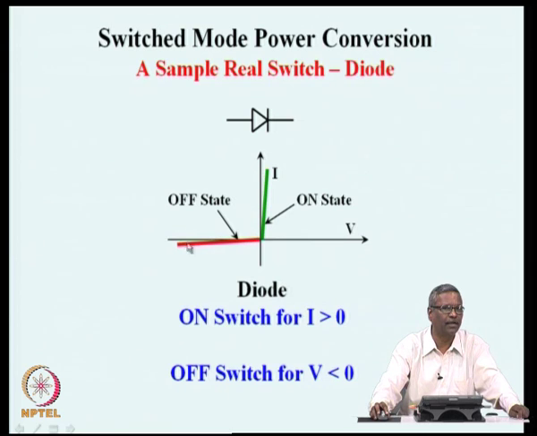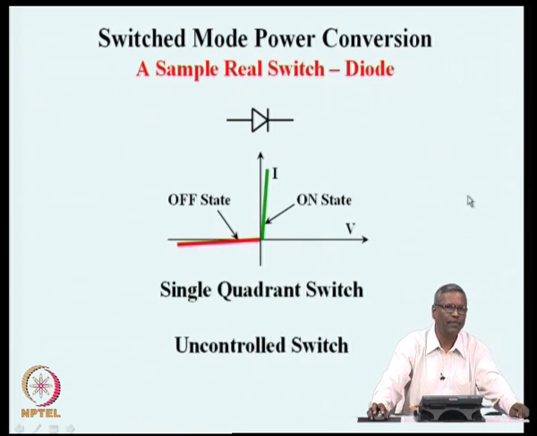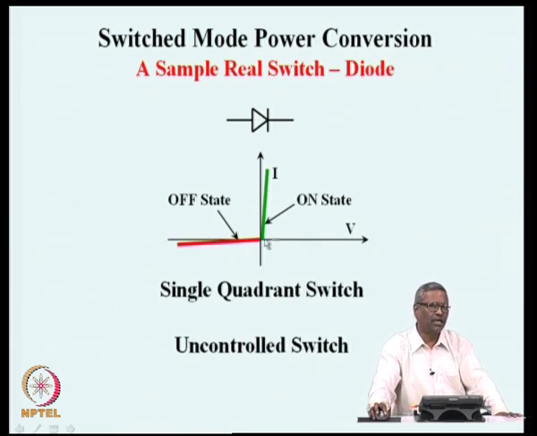What you see here as a red line is the blocking state, very small leakage current for very large blocking voltages, and what you see here as the green line is the conduction state or the on state, where a very small voltage is dropped for large amount of current that is flowing. The switch has capabilities to pass positive current and block negative voltage. On the current, it is capable of operating only in one direction, positive currents. On the voltage, it is capable of blocking only in one direction, which is negative voltage. So, this diode is defined as a single quadrant switch.